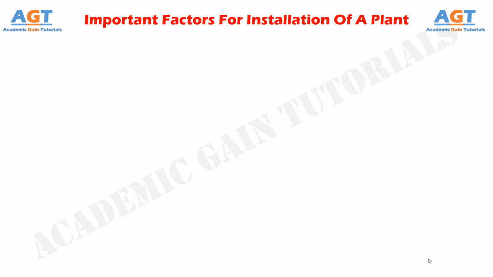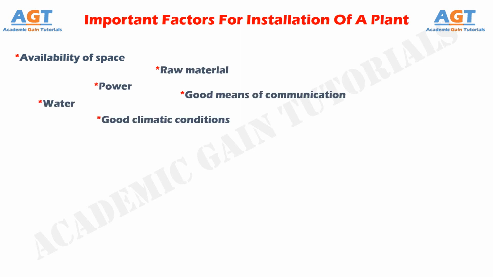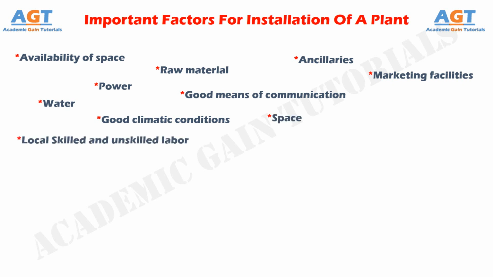The important factors while planning for installation of plant include availability of space, power, water, raw material, good climatic conditions, good means of communication, ancillaries, low local taxes and similar other economic considerations, marketing facilities for the planned product, space for process disposal and skilled and unskilled labor locally.